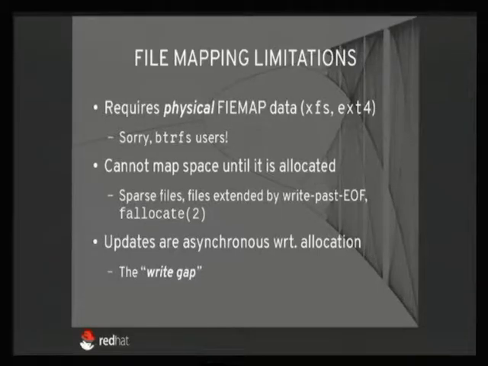We also can't map the space until it gets allocated, right? Until something causes those disk blocks to be allocated, we can't see them. So as we said, sparse files, anything that you're extending via write past EOF, or if you're using the fallocate hole punching and extension API, then you will want to use the daemon or the update_filemap command to make sure that your mapping is consistent with reality.